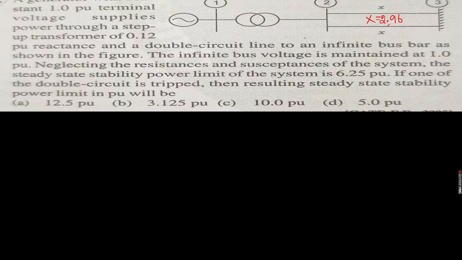Now what they do is trip one line, remove it. If we remove it, we will have only one line. Before this, since there were 2 lines, the reactance became X by 2. Now since there is only one line, what will the reactance be? It will remain 2.96. Now what is the new power transmission ability?